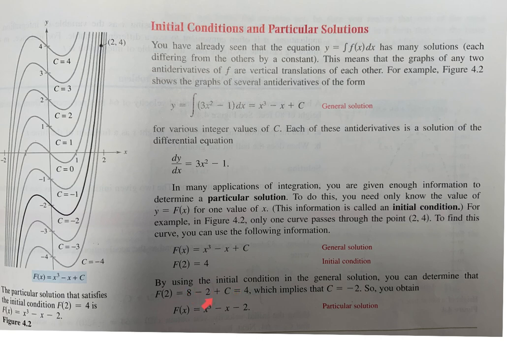8 minus 2 is 6, subtract 6 over, c equals -2. And then they rewrote it, and instead of writing a c, they wrote -2. Okay, and so this is called a particular solution. Particular solution because we no longer have a general solution here, all right? So with indefinite integration, you will always solve for a general solution unless they give you an initial condition that helps you solve for it.